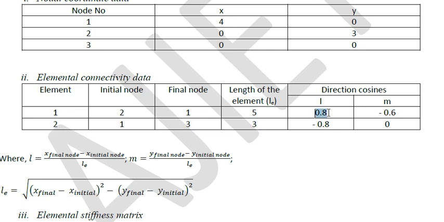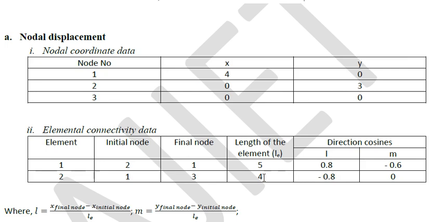So the direction cosine L is x2 minus x1 by LE. This is the length of element 2, which is 4. L and M are direction cosines, where L is cos theta and M is sin theta. What is cos theta? x2 minus x1 by length of the element. What is L? x2 minus x1 by length of the element. What is M? y final minus y initial by length of the element.